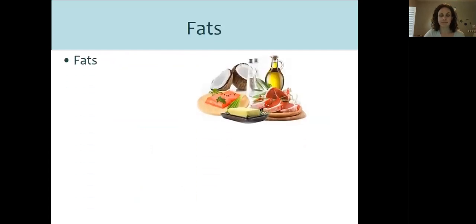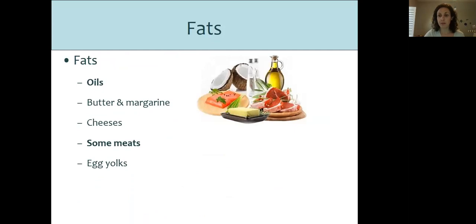Fats. So these include our oils, our butters and margarines, our cheeses, some of our meats, and the egg yolk. The white part is protein, but the yolk is the fat. We've also got nuts and avocado in there. Some tend to be more healthy sources, right? Your nuts, your avocado, even some lean meats. Those are really good sources of protein if you can incorporate those into your diet, and even eggs to some degree are just fine.